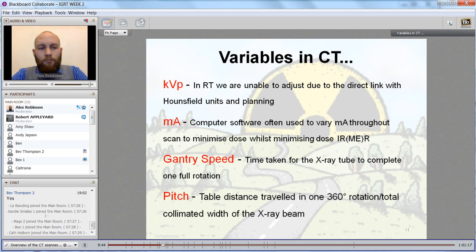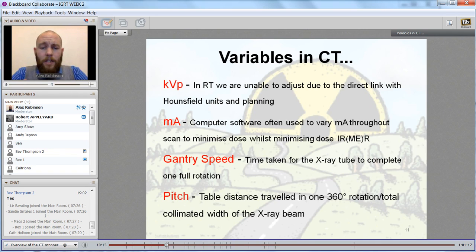Otherwise, we'd have to keep recalibrating our planning systems, and then obviously the probability of us forgetting to change it is out there with human errors. We also have our mA. So our mA is the electricity to our cathode. So obviously the more mA we put into it, the hotter it gets and the more electrons are produced. The more electrons there are, the more likely there is for an interaction with our anode to occur.